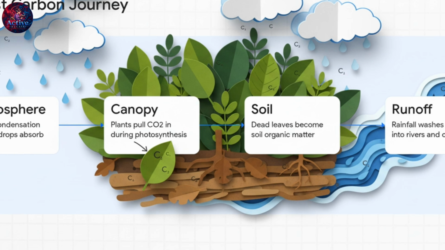It falls, washing over a forest canopy where a leaf snatches it up during photosynthesis, turning it into cellulose. Then, when that leaf dies, the carbon travels down into the soil, becoming organic matter. Eventually, rainfall washes it into a river, where it rides the runoff all the way out to sea. It's this incredibly rapid, constant flow of life and death.